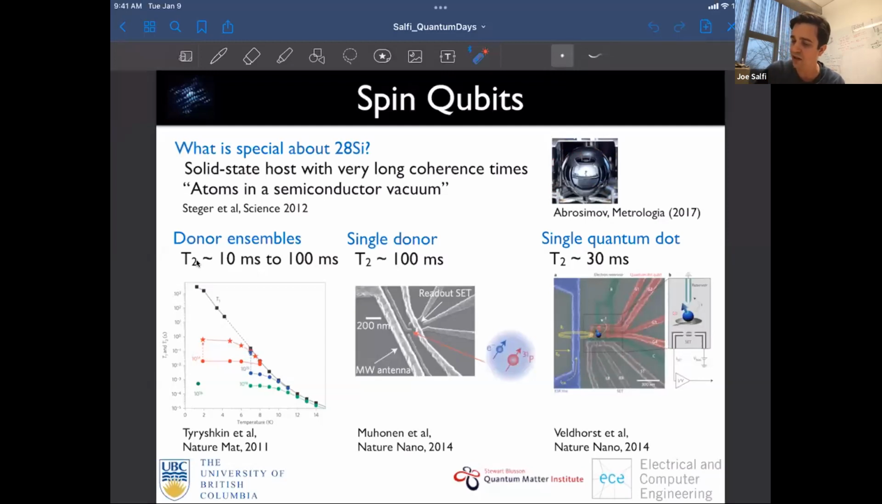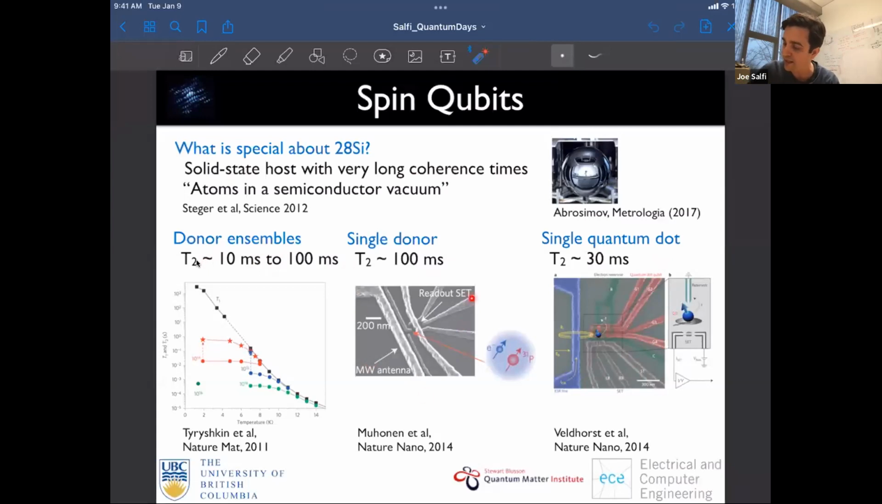Here I'm focusing on electrons in this slide. Sometimes this is called atoms in a semiconductor vacuum, because the material is behaving almost as if it's a vacuum. This is an experiment on ensembles of dopant atoms in silicon, and it showed a coherence time around 10 to 100 milliseconds. And the surprising thing is that when you confine individual electrons in nanostructures, like in the middle and the right-hand side, these long coherence times can largely be preserved for single electron spins.